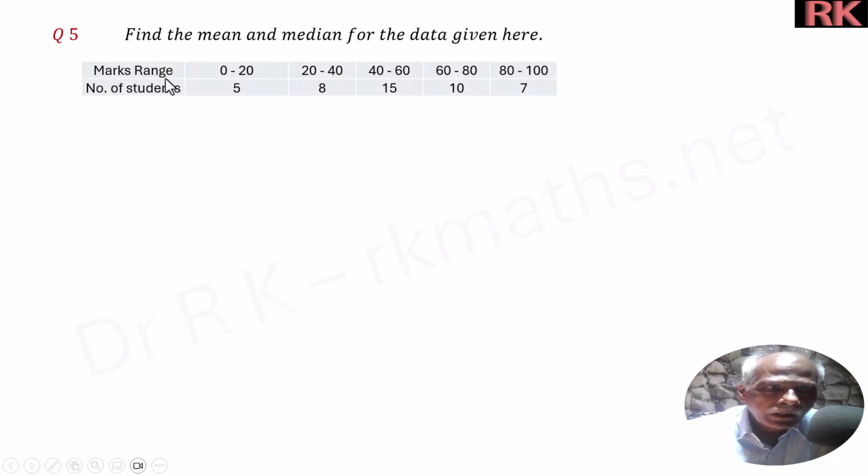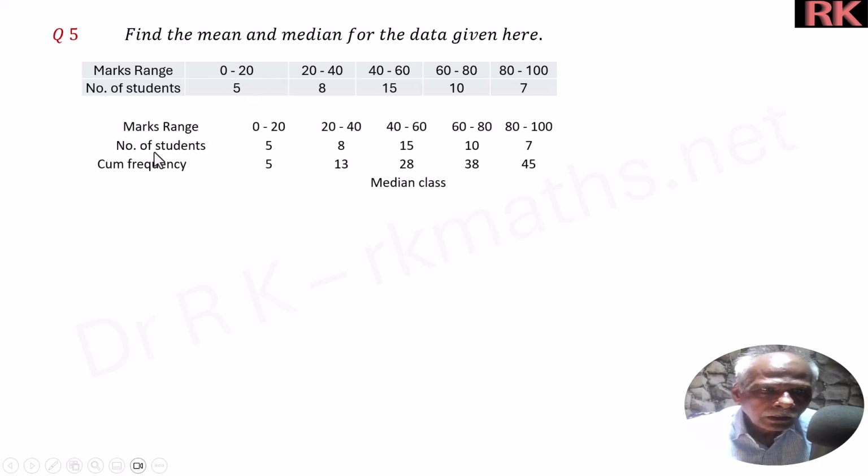Find the mean and median for the data given here. So the marks range is given in the form of a class interval and frequency. Marks range is the class interval, frequency is number of students. So it is given here. So 20 is the class interval here, very important. And we'll have to find out the cumulative frequency, that is obtained by adding the row terms. 5 plus 8 is 13, 13 plus 15 is 28, 28 plus 10 is 38, 38 plus 7 is 45.